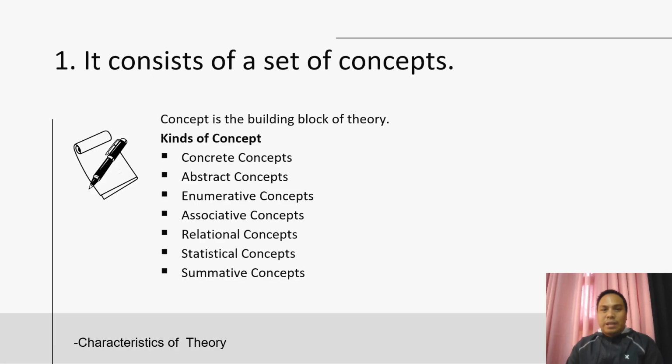And some are enumerative concepts, which can be counted or listed, like the number of patients in a ward. Others are associative concepts, which show connections between ideas, like the link between diet and health. We have relational concepts, which express how one idea is related to another, such as the effect of exercise on stress. Statistical concepts are those measured or described using numbers, like mean age or percentage of recovery. And lastly, summative concepts represent a combination or total of several variables, like quality of life or overall health status.